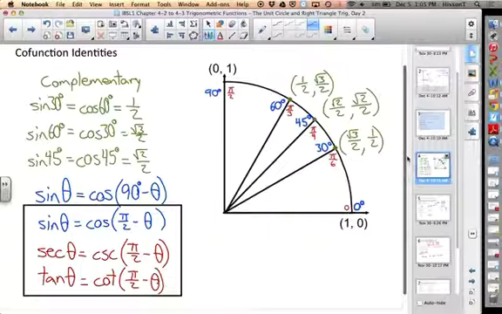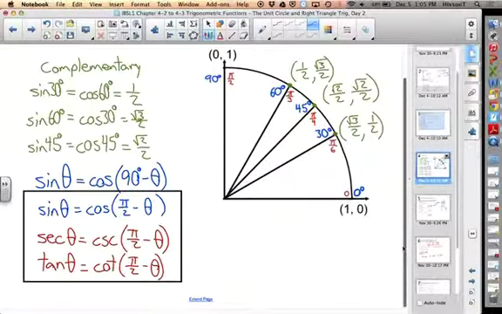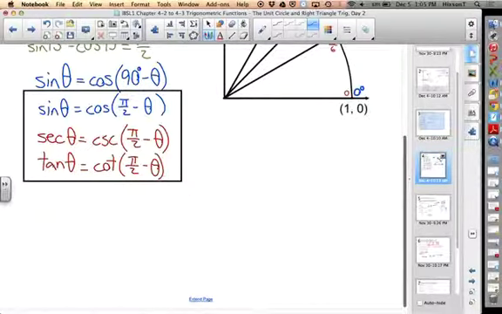Now, we could take a long time developing and expanding this to include other trig functions and not just complementary angles, but here's the basic principle that you need to know. The sine of theta is always going to equal the cosine of pi over 2 minus theta. Sine of theta equals cosine of pi over 2 minus theta.